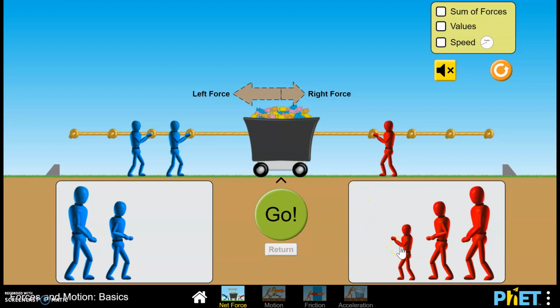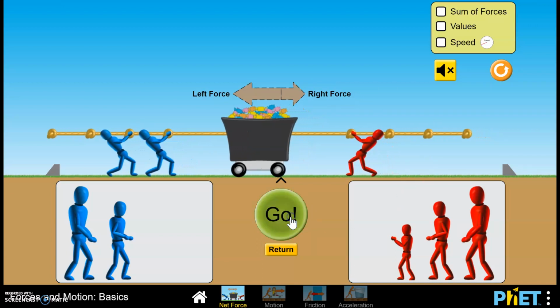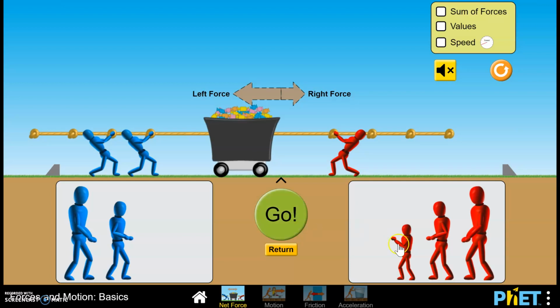After the cart gets moving, and here's where I want you to think about what's going to happen. After the cart starts moving to the left, I am then going to take this red guy and add him to the red team, giving the cart a balanced force. All right, so here's what's going to happen. We're going to start. Blue guys are winning. Let's pause it.